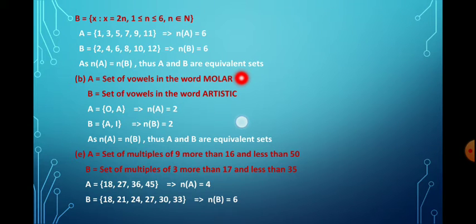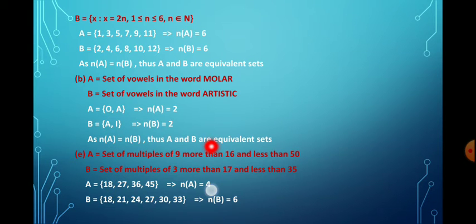Number B, set A is the set of vowels in the word molar, and set B is the set of vowels in the word artistic. So set A, we have two vowels O and A. Set B, we have two vowels A and I. So cardinal number for set A is 2, cardinal number for set B is 2. Since the elements are not the same in both the sets, hence it's not equal, but they are considered as equivalent sets.